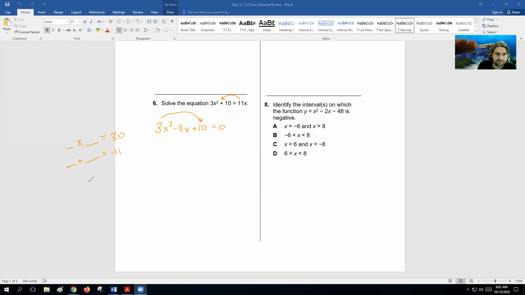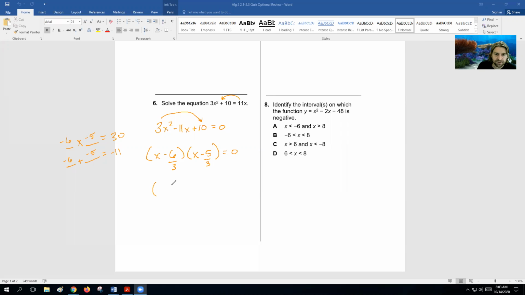All right, let's see now, 3 and 10, no, 6 and 5. So it'd be negative 6 and a negative 5. Negative 6 plus negative 5 is negative 11. So it'd be x minus 6, x minus 5. But we have to do that one extra step here because we have a number in front. We need to divide by those numbers in front and then simplify or slide.